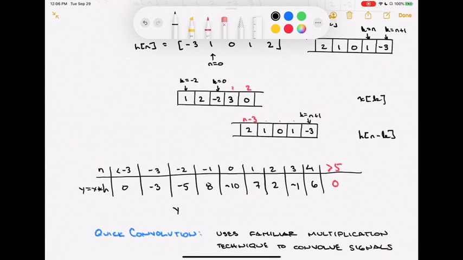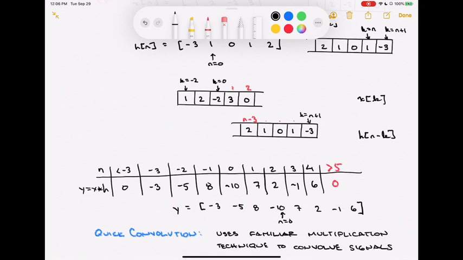I could do it in a traditional vector style. I could just say y is equal to minus 3, minus 5, 8, minus 10, 7, 2, minus 1, 6, something like that. And then just to be complete in that vector notation, let's go ahead and identify the n equaling 0 element, something along those lines. Okay, so that was pretty easy, pretty straightforward.